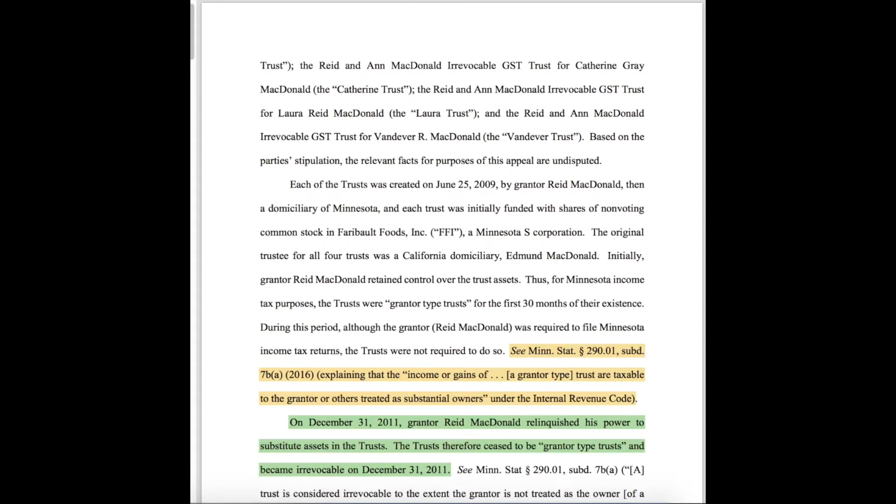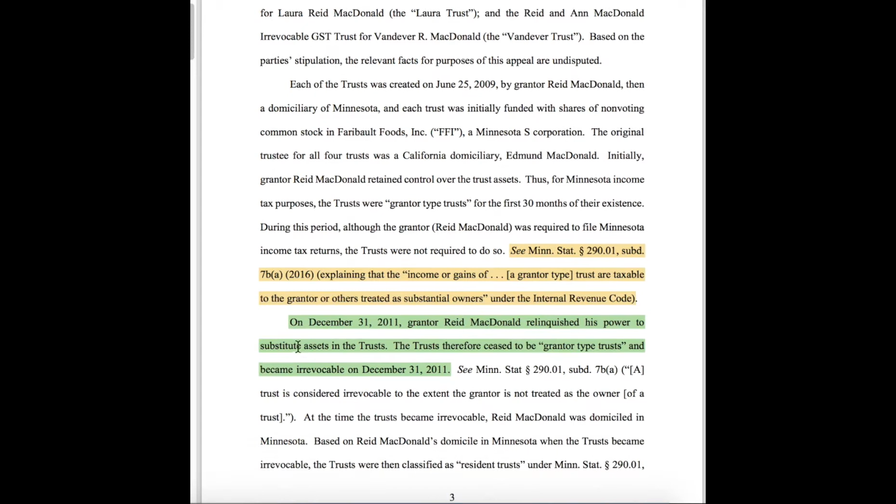From 2012 to present, the grantor was not the trustee, and they mention it here. And they mention it for a reason. On December 31st, 2011, grantor Reed McDonald relinquished his power to substitute assets in the trust, basically any control of the assets in the trust. The trust therefore ceased to be a grantor-type trust and became irrevocable on December 31st, 2011. Okay, very, very important.